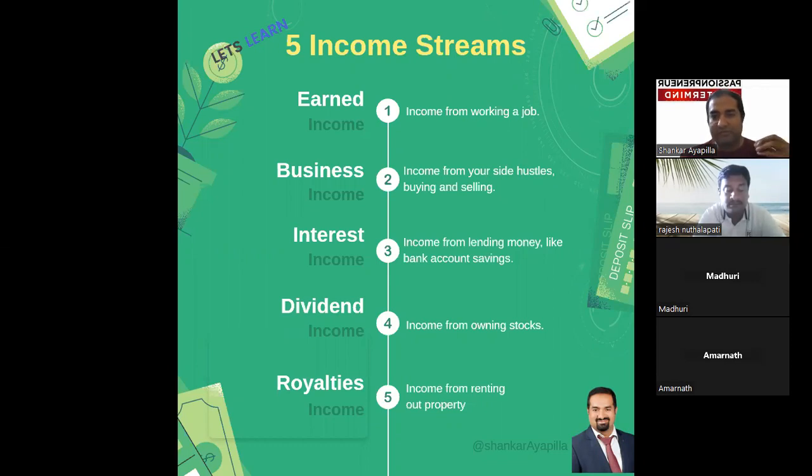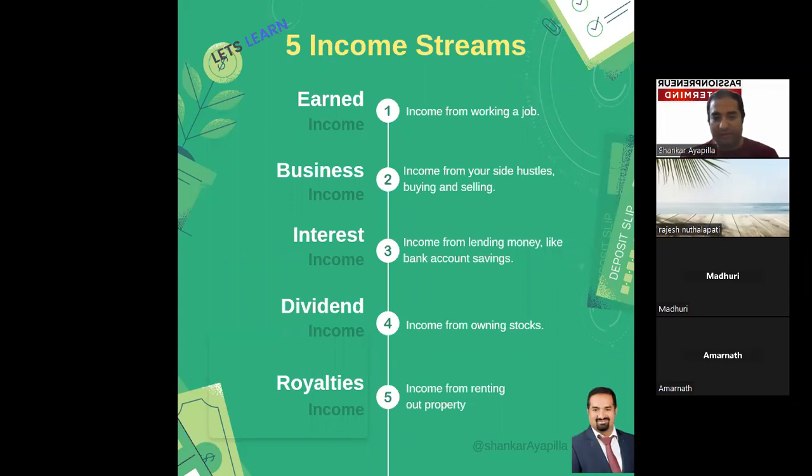And sometimes what happens is, if you put in quality stocks, those stocks will give you some amount of money called dividend. So that is called dividend income, because you are a long term investor with that stock. So since the stock is making a profit, it will give you dividend income. Similarly, if you are renting or you are giving a property, right?